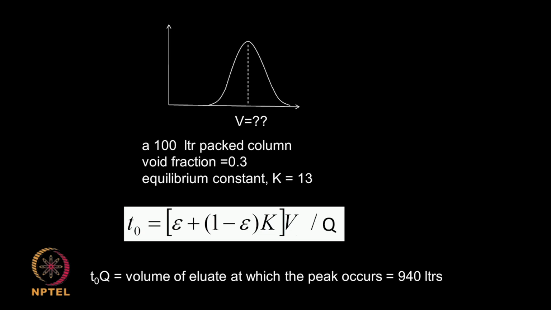So, you need to collect 940 liters of the liquid for it to reach the peak, and if I know the flow rate, I can calculate t naught, that is the residence time. Simple. So, you need to use this equation to calculate the total volume of the eluate at which the peak occurs. So, we are again using the same equation.